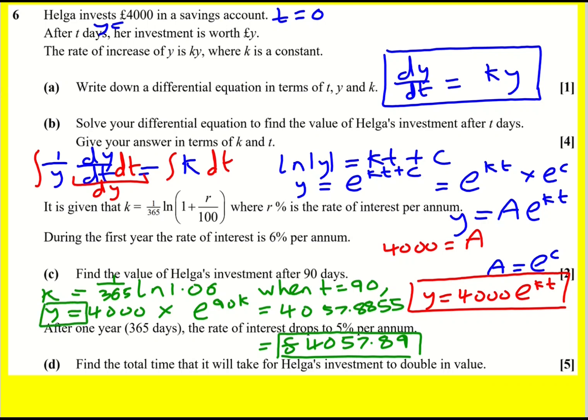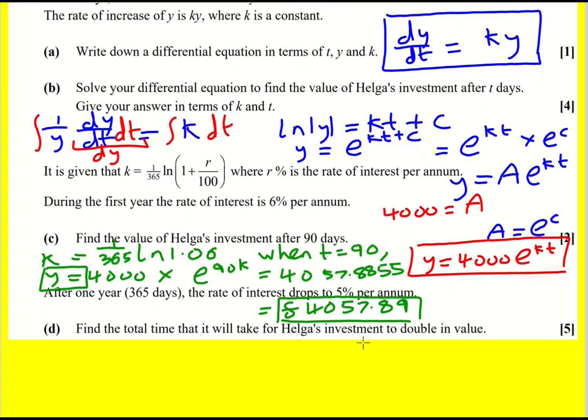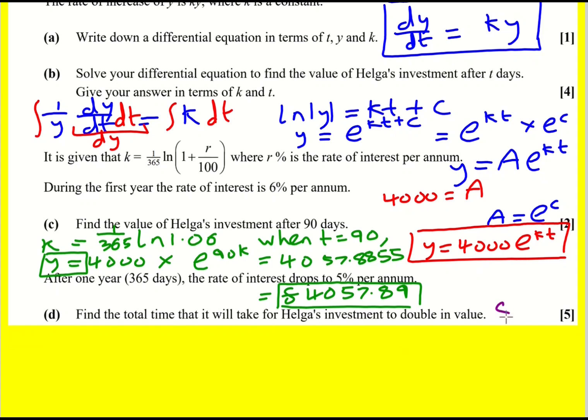Now for the final part, and I think this is pretty tricky, the trickiest bit of the pure part of this paper, to be honest. I'm going to go for it in two different ways, slightly different approaches. One from the mark scheme, but first of all, this is how I did it. We're told after 1 year, 365 days, the rate of interest drops from 6% to 5% per annum. Find the total time it will take for Helga's investment to double in value. That is, become £8,000.